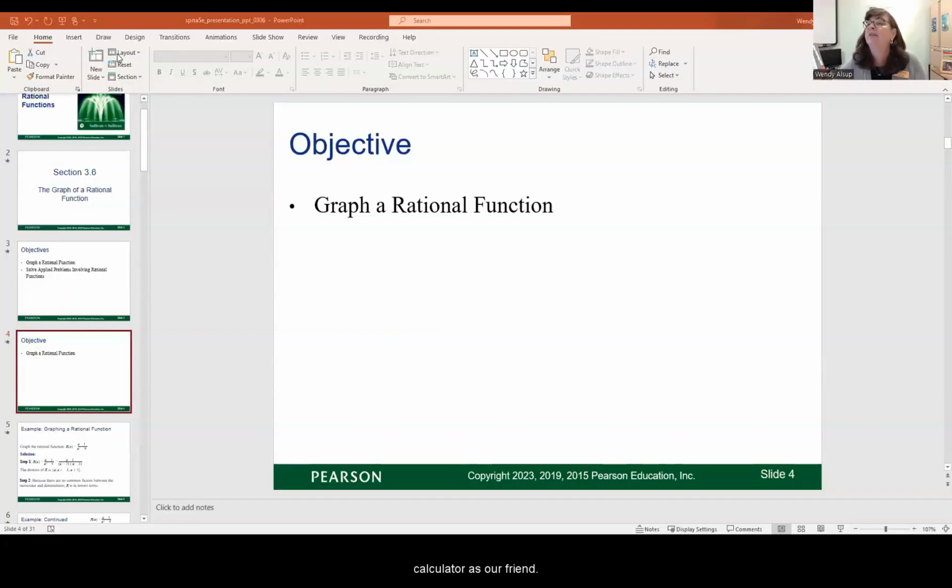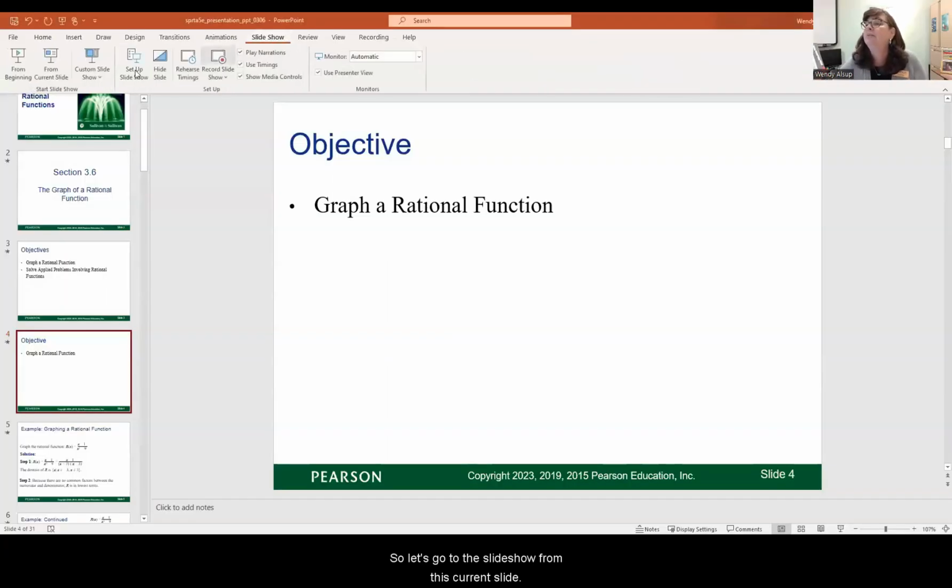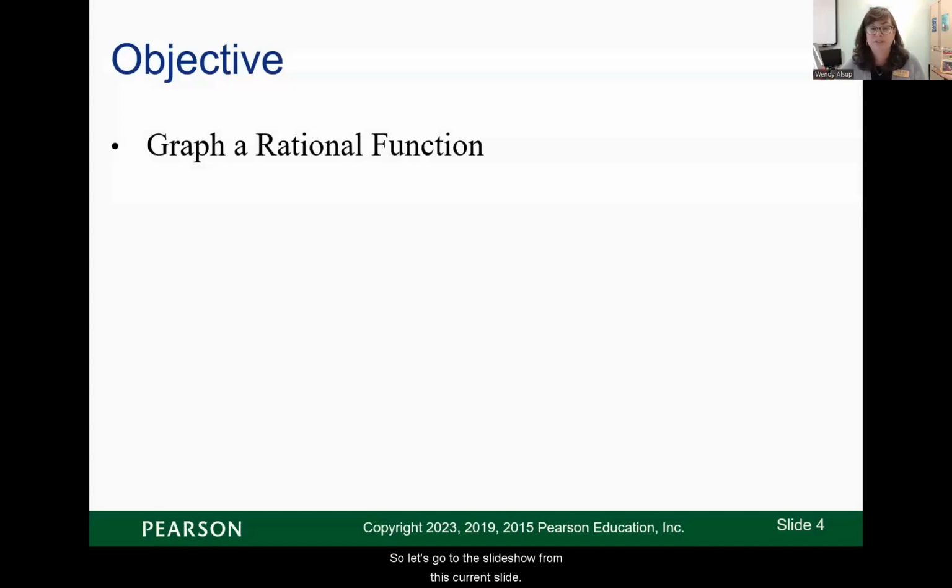And even though in theory, this is about you learning how to graph it by hand, we're going to let the calculator kind of work us through that. But here are the basic things that we want to talk about today. We're going to kind of put together what we've been talking about with rational functions up to this point and graph them starting by hand, but also with the graphing calculator as our friend. So let's go to the slideshow from this current slide. All right, graphing rational functions.